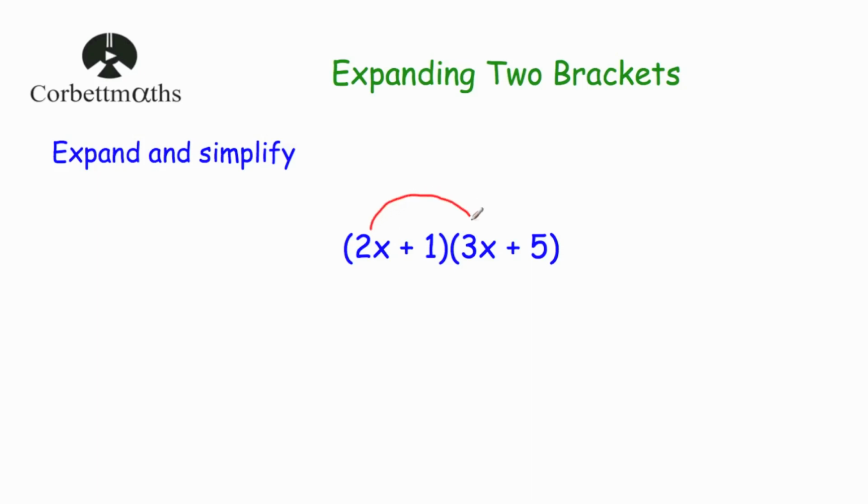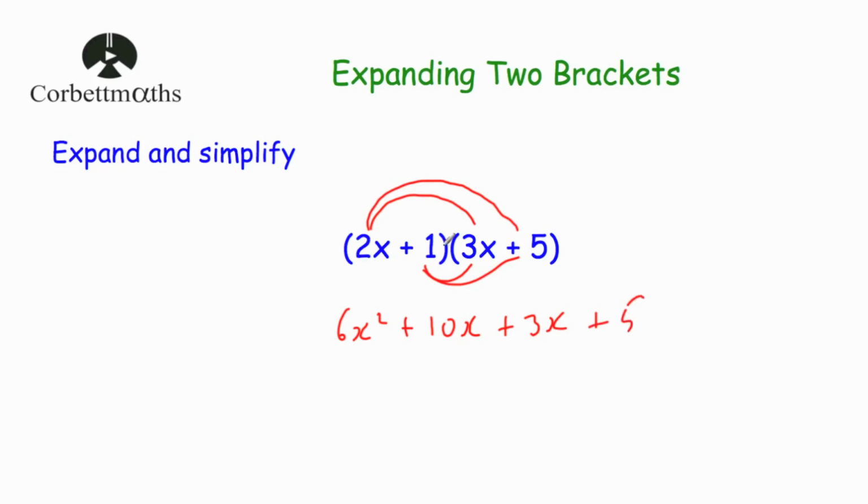So 2x times 3x. Well, 2 times 3 is 6, and x times x is x squared, so that'll be 6x squared. Now we've got 2x times 5. Well, 2 times 5 is 10, and then we've got our x, so plus 10x. So we've multiplied both of these terms by 2x. Now we need to multiply both of these terms by 1. So let's multiply 3x by 1. So 1 times 3x is plus 3x. And finally, 1 times 5 is 5, so plus 5.